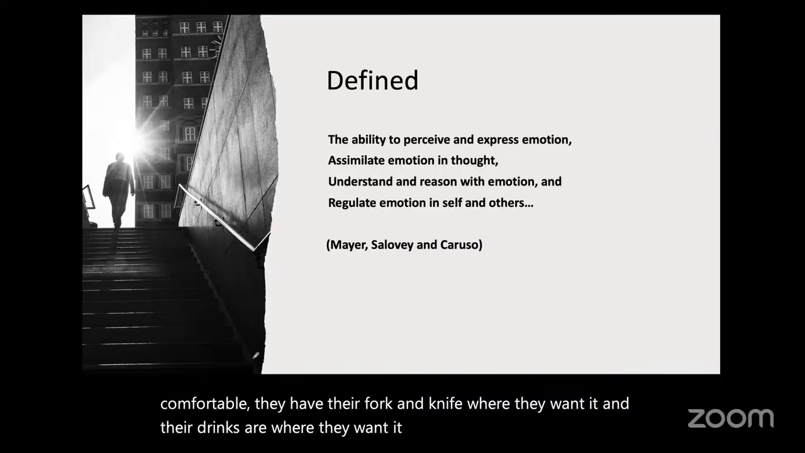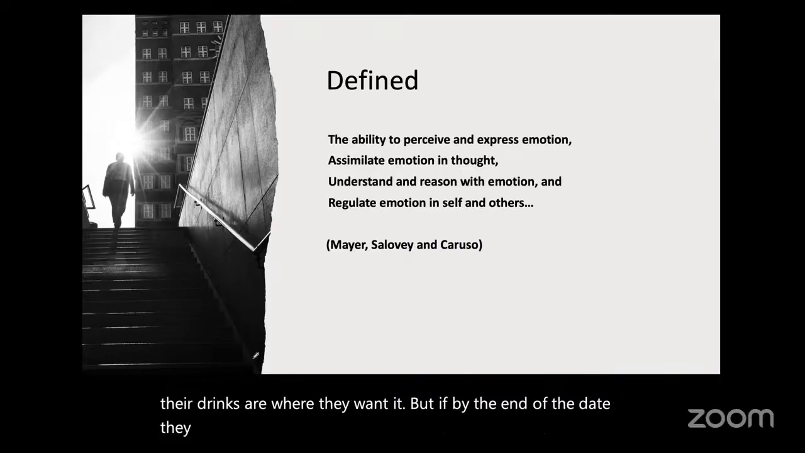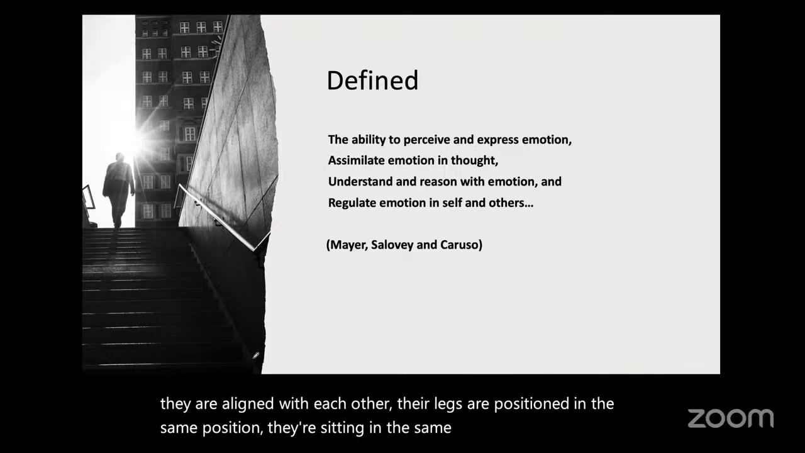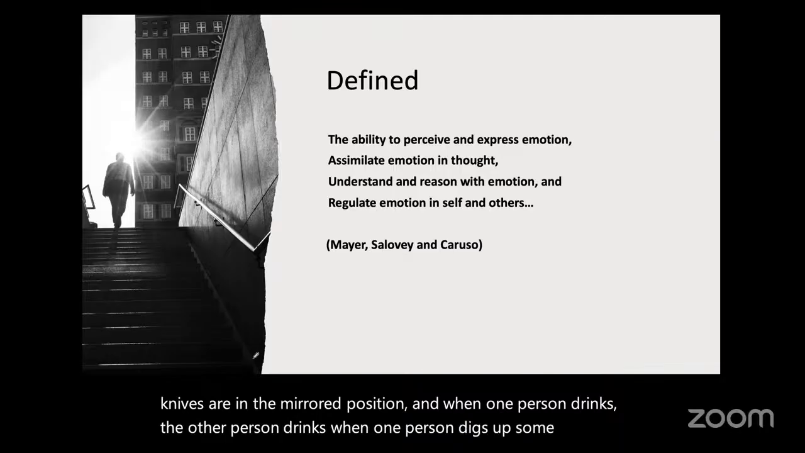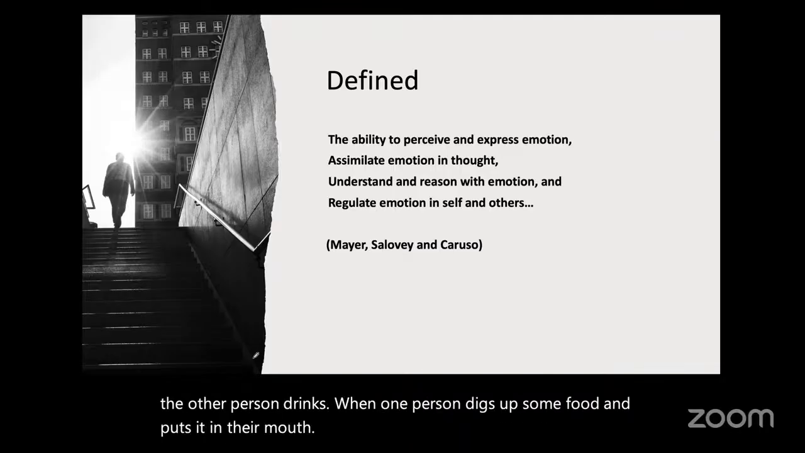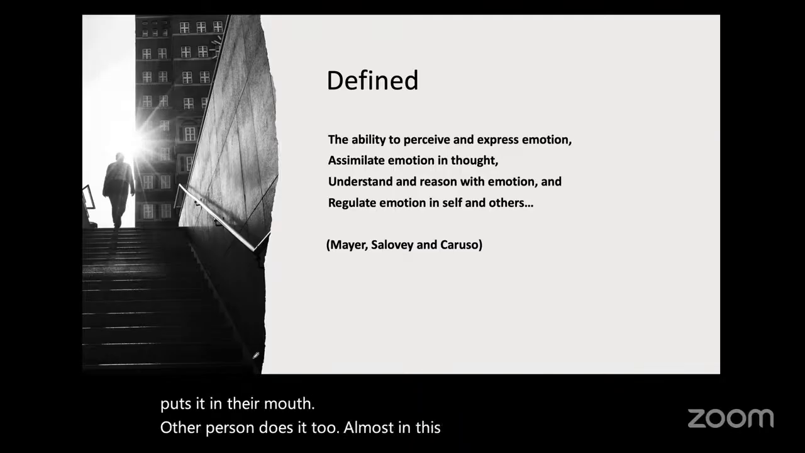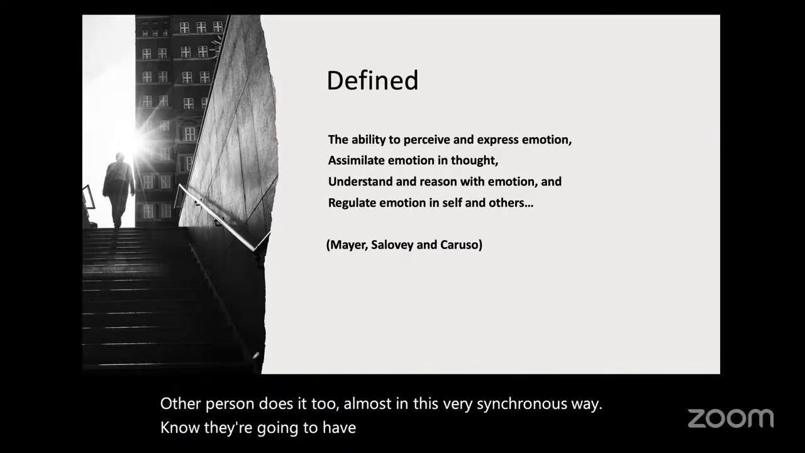But if by the end of the date they are aligned with each other, their legs are positioned in the same position, they're sitting in the same posture, their forks and knives are in the mirrored position, and when one person drinks, the other person drinks. When one person digs up some food and puts it in their mouth, the other person does it too, almost in this very synchronous way. You know they're going to have a second date.